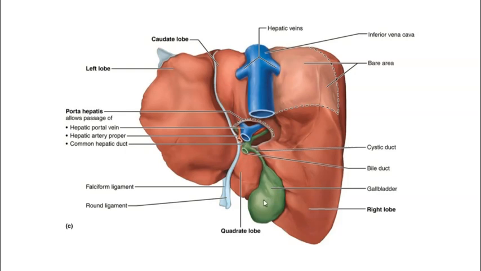The gallbladder's function is a storage site, and what it does is it stores bile that is produced by the liver. So the liver can secrete bile directly into the bile duct, or the gallbladder can contract and secrete some of its stored bile into that bile duct.